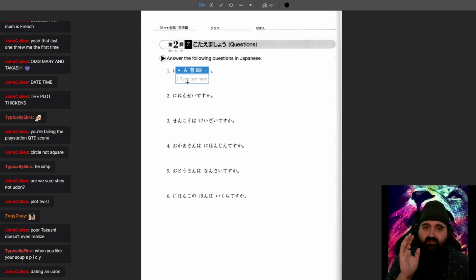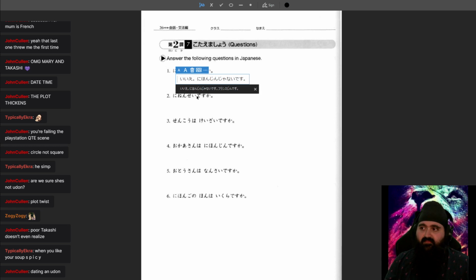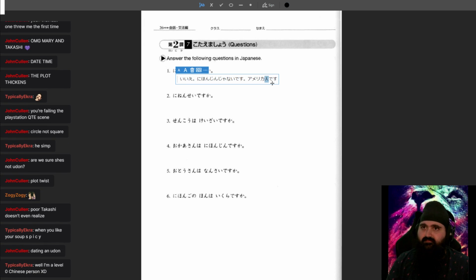So they want you to use Iie, Nihonjin janai desu. We should answer the question with the negative. Iie, Nihonjin janai desu. So already we've incorporated chapter 1 and 2 elements, grammar and vocab. Now you should tell your nationality. Amerikajin desu. Except we don't know this kanji.